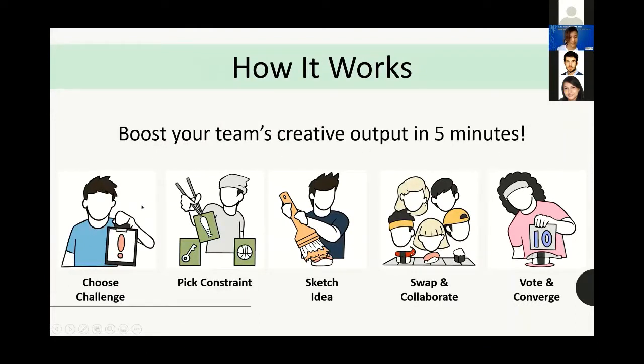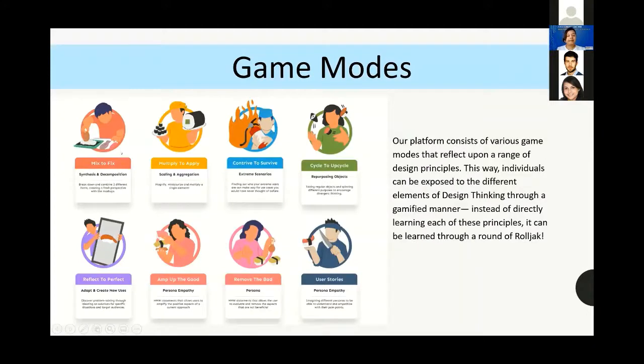So you can choose a challenge. So I come up with problem statements. If you like, you can pick certain constraints. And then the students are asked to sketch ideas, and then they can swap with each other and collaborate. So work on that particular idea, right? And then at the end, all the students will vote, and then we'll see which are the winning three ideas, okay?